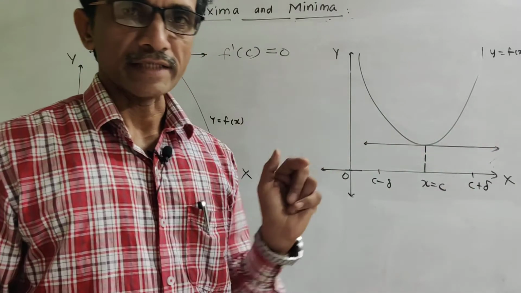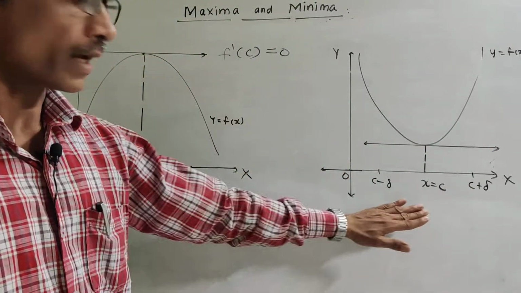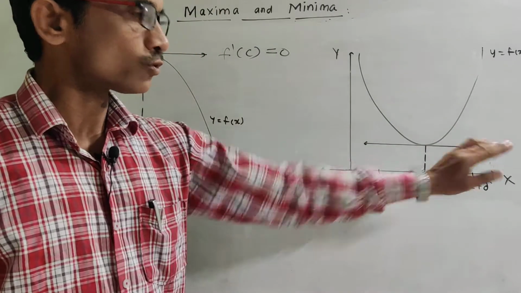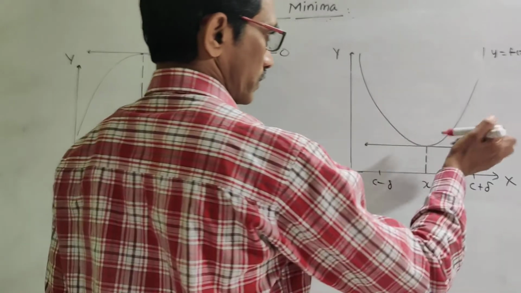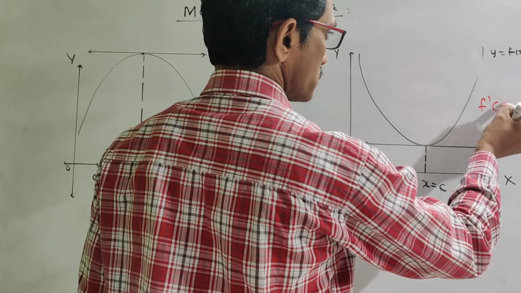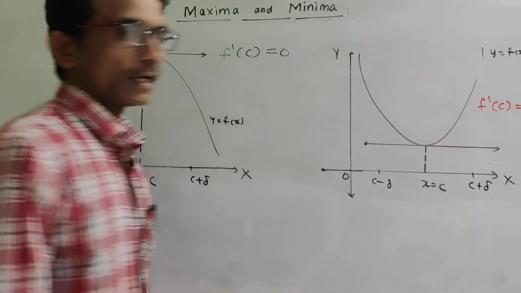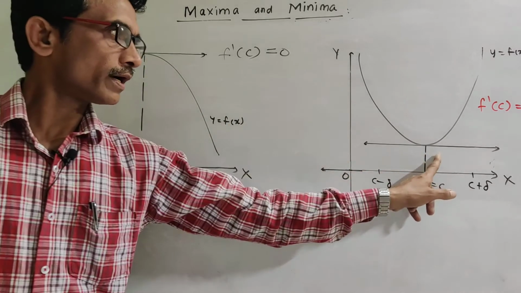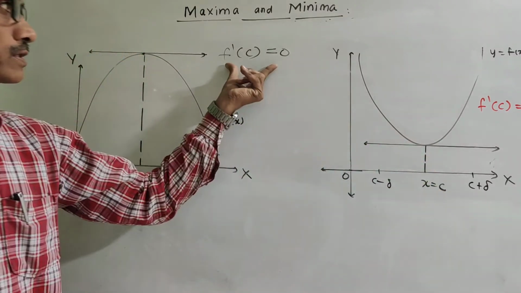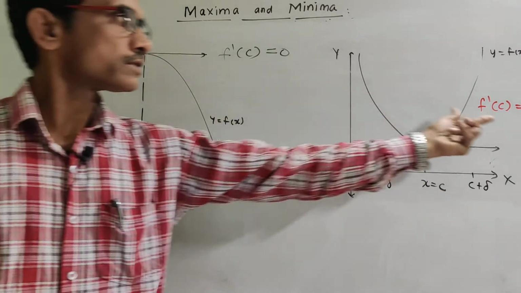Here also, if we draw a tangent, that tangent is parallel to the x-axis. This means the slope of the tangent is 0. That means f dash of c is equal to what? 0. So either the function attains maxima at x is equal to c or minima at x is equal to c. First derivative f dash of c is equal to what?